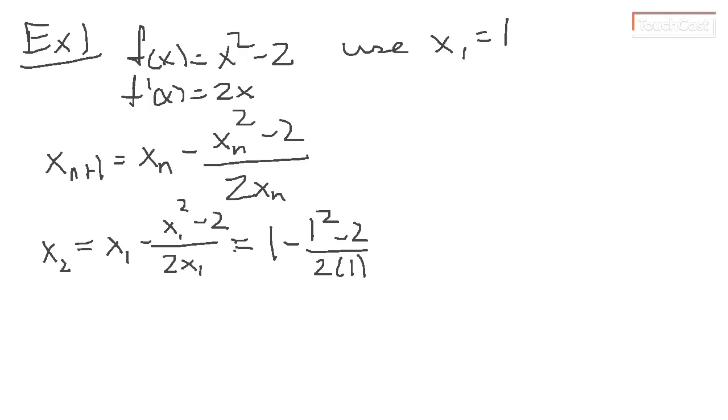Well, we know 1 squared is 1, and 1 minus 2 is negative 1. And 2 times 1 is 2. So if we have 1 and we subtract negative 1/2, that's the same as 1 plus a half, which is going to be 1.5. So that means x2 is 1.5. We're going to repeat this process until we see if something seems to just about start repeating. So that means now we're going to find x3.